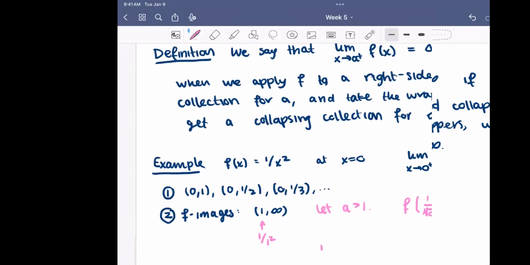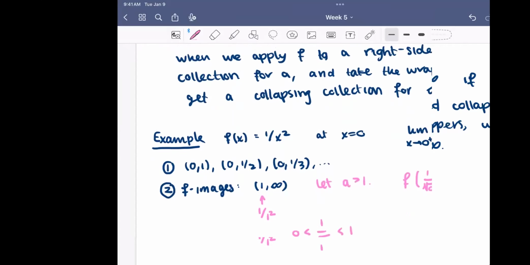Is this true? Yeah, because we can just square this entire inequality. So I get, oops. Right, so we want to show that this inequality is true, but this is true precisely because we took a to be greater than 1.